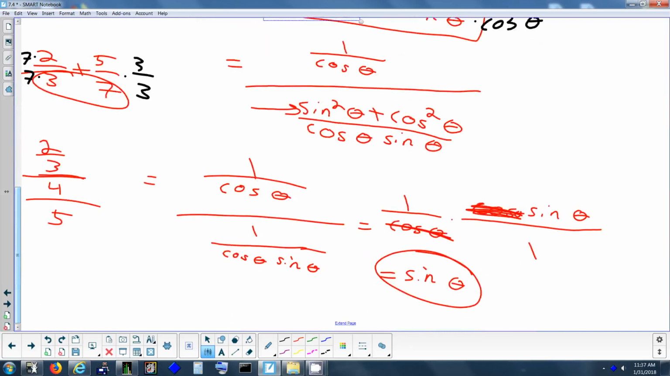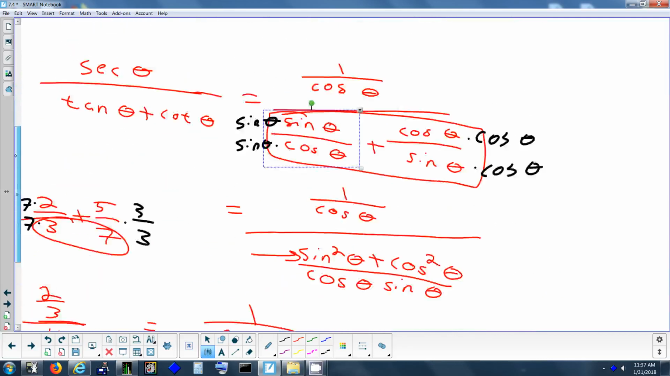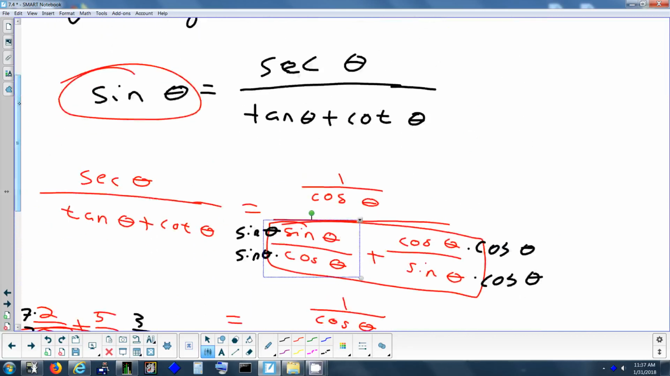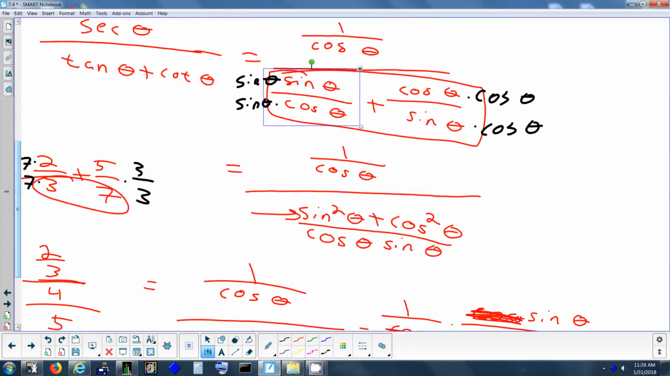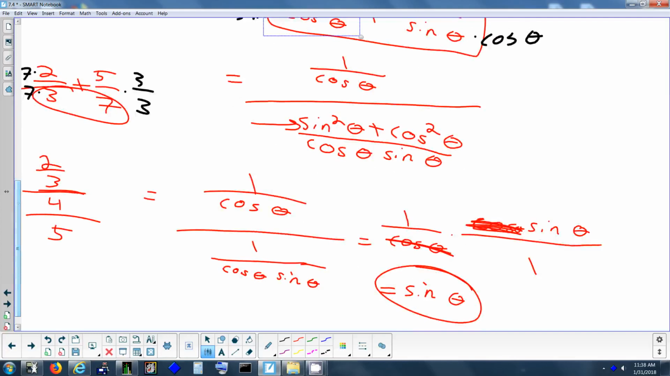Okay. Any questions on that one? So that's more of a medium hard, okay? Because it's got a lot of stuff in it. It had change to sines and cosines, find a common denominator, a Pythagorean identity, and then multiplying by the reciprocal, and then canceling some stuff out. So there was a lot in them.